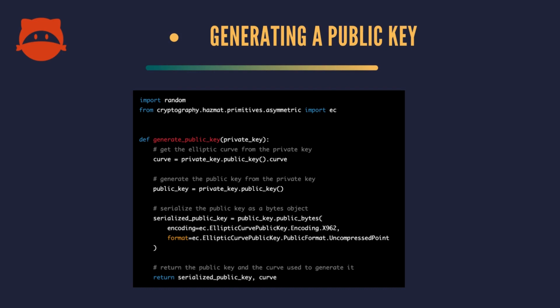We first import the necessary modules, random for generating random numbers, and cryptography for working with ECC. The generate_public_key function takes a private key object as input, gets the elliptic curve used to generate the private key, generates the public key from the private key, serializes the public key as a bytes object, and returns both the serialized public key and the curve used to generate it.